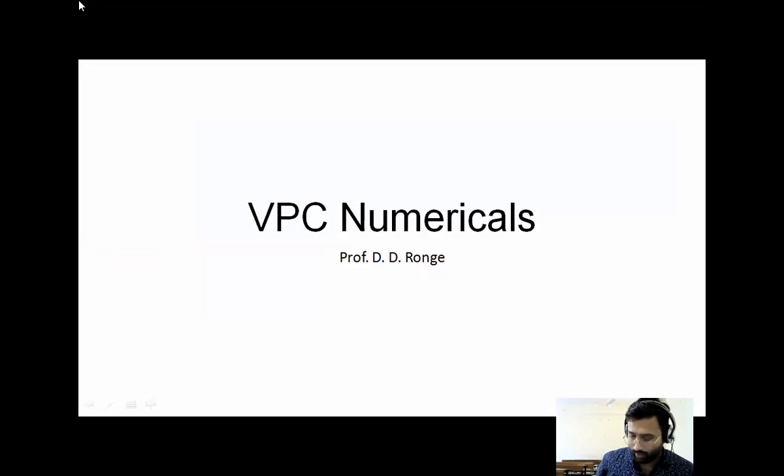So be ready with your CAD and notebook. The numericals on vapor power cycle are asked every year in the GATE examination. They will give you enthalpy values directly and tell you to calculate the efficiency of the power plant. Okay, so in GATE or IES, these questions are asked every year in thermodynamics.